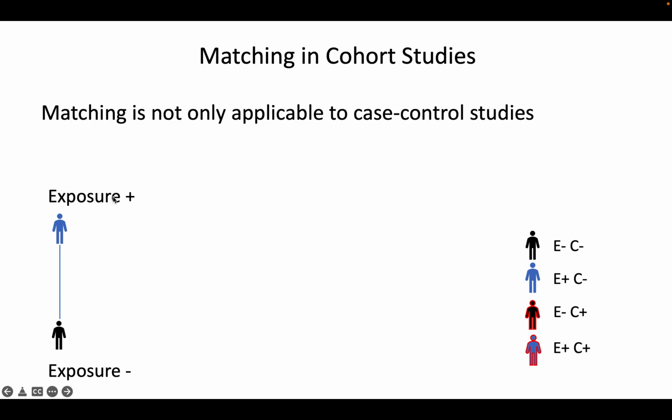And we have our exposure positive group and our exposure negative group. So here we have someone who's exposure positive and confounder negative. We're matching them to someone in the exposure negative group who also doesn't have the confounder. And this person is in the exposure positive group and has the confounder. We find someone in the exposure negative group who has the confounder. And we do that, and now our exposure positive and negative groups have the same number of people who are confounder positive and negative.